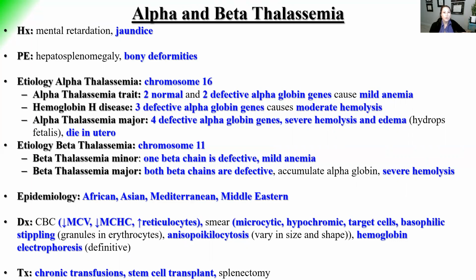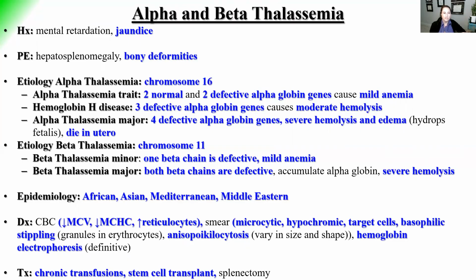The most common history is going to be prolonged jaundice, but it can also be associated with mental retardation. In the physical exam finding, it's very common in these to have bony deformities. So they may have an enlarged forehead, frontal bossing, we call that, but there's lots of bony deformities that are associated with both of these thalassemias.